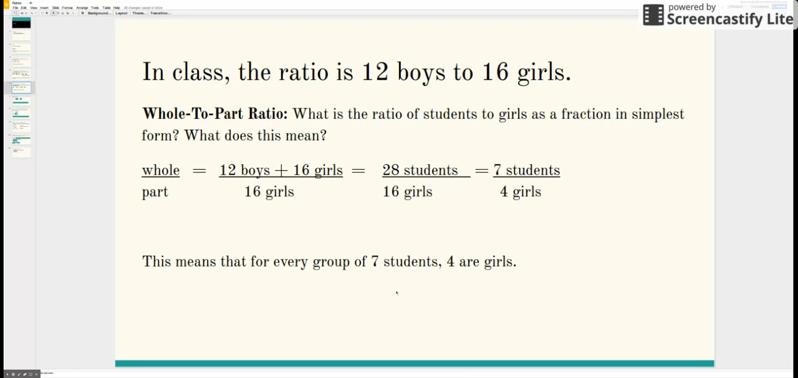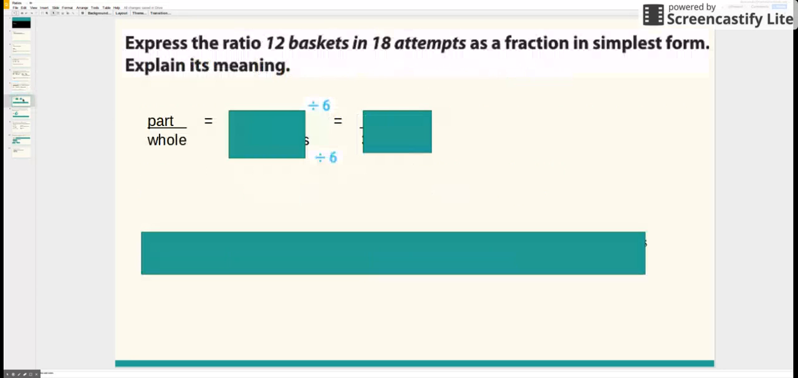All right? So this is just another way to write the ratio. Okay, and here is another example. Express the ratio 12 baskets in 18 attempts. Baskets meaning you actually made the ball in the basket, right? You actually made a point or two. So express the ratio 12 baskets in 18 attempts as a fraction in simplest form.